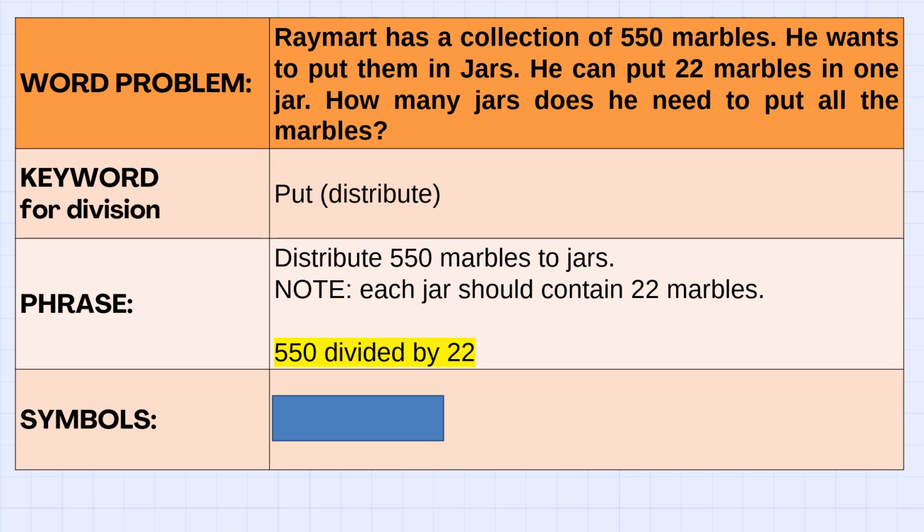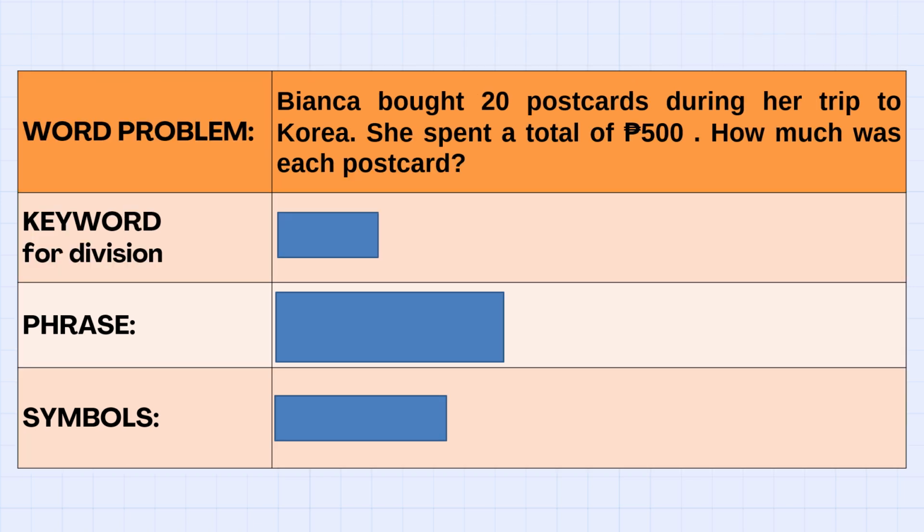So to determine now the number of jars, we simply divide 550 by 22. So the final phrase is 550 divided by 22. In symbols, that is 550 divided by 22, or 550 over 22. And that's now the representation of the real life situation according to the problem in symbols. Word problem number 2.